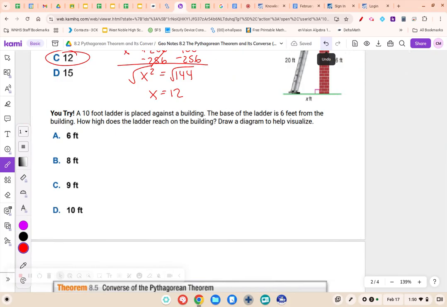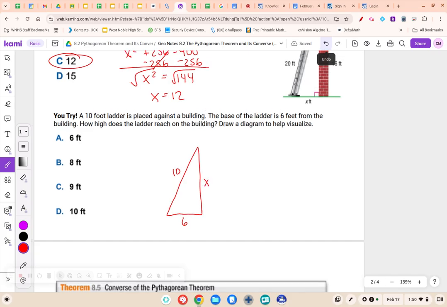Alright, so this says a 10-foot ladder is placed against a building. The base of the ladder is 6 feet from the building. How high does the ladder reach on the building? Draw a diagram to help visualize. So we've got a right triangle here, basically. The ladder is leaning against the building, it's 10 feet. The base is 6 feet away from the wall. We want to know the height that it reaches.